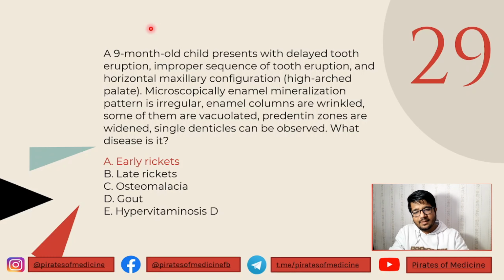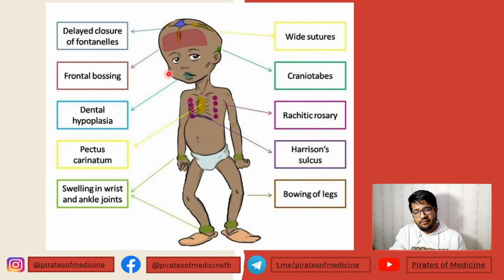The other classical symptoms seen in vitamin D deficiency or rickets are as follows: delayed closure of the fontanelles of the head, frontal bossing. We just saw dental hypoplasia. There is pectus carinatum, a chest deformity, that can be seen. We can see swelling of wrist and ankle joints, bowing of legs is a classical example. We can see this Harrison sulcus present over here, craniotabes, wide sutures between the cranial bones, etc.